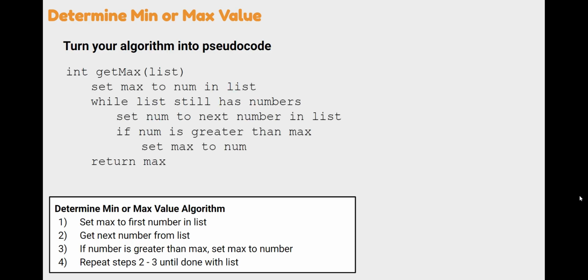Here we go. We have our get max method in which we accept a list. We're going to return an int. Since we're going to return an int, we need to start off by setting max to some value. We are going to set it to the first number in the list. While the list still has numbers in it, we're going to set num to the next number in the list. If num is greater than max, then we're going to set max to that number. Once we look through the entire list, then we can return the max.